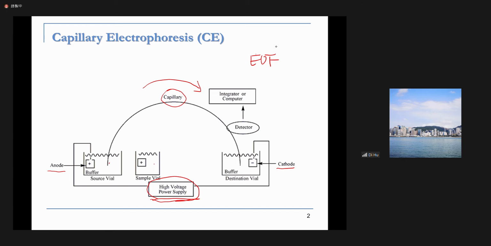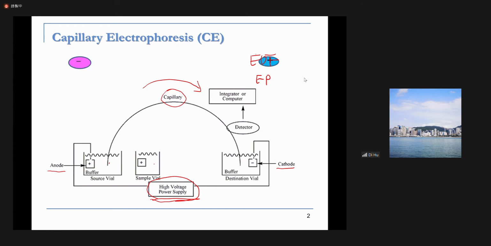In IC, every time you can do either cation separation or anion separation. But here in capillary electrophoresis, you can do the cation separation and anion separation in one single run. You can do that simultaneously, okay? So this is one key difference. And the separation is based on electrophoretic mobility. Now we're going to look at these two, the EOF and EP.